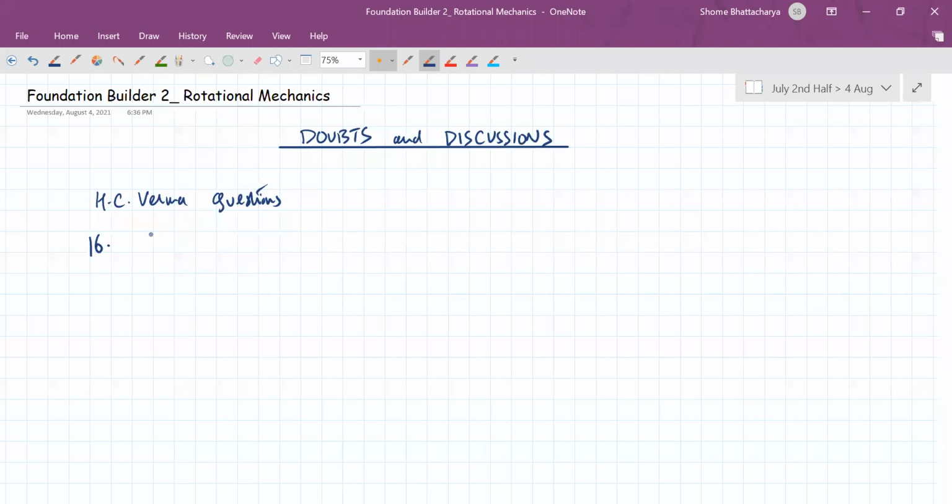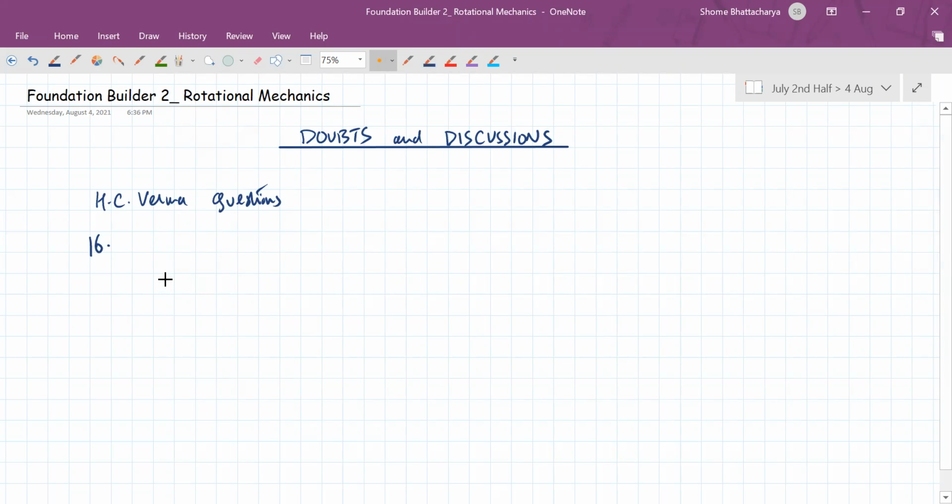Okay, so surface density, that is mass per unit area of a disk, is variable. And we have to find the moment of inertia about the axis which is perpendicular to its plane and through its center. Okay, Jay, I got your message also. I'll discuss that question also. So let's start with this one.